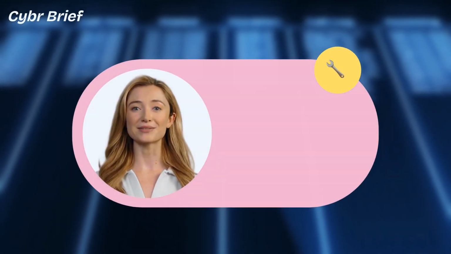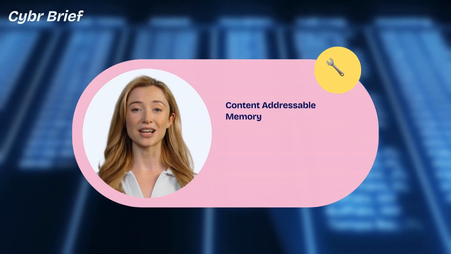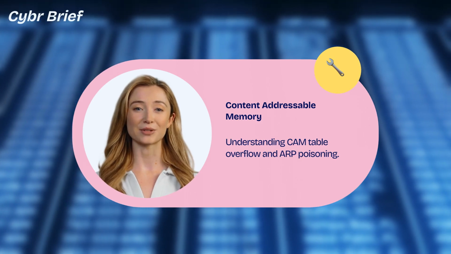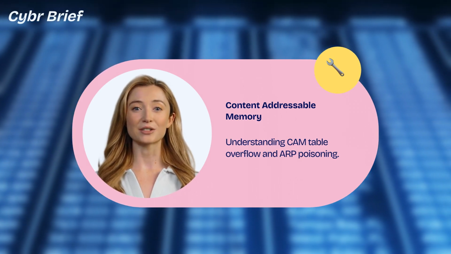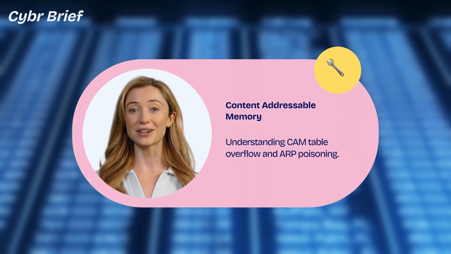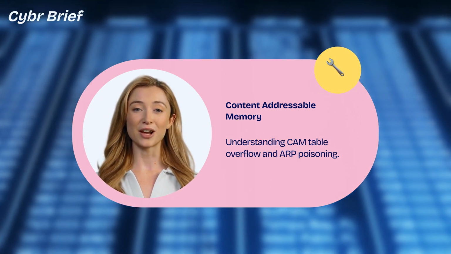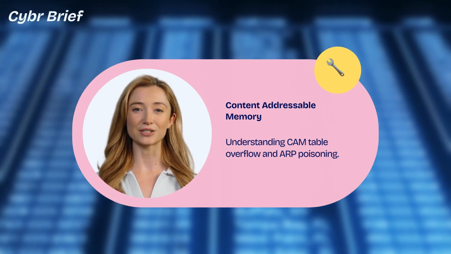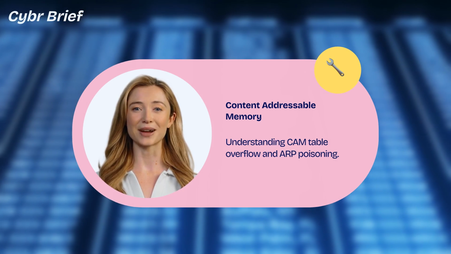But there's more. Content Addressable Memory, or CAM, table overflow happens when the CAM table, where the switch stores MAC addresses, gets overloaded, leading to broadcast behavior. Address Resolution Protocol, or ARP, cache poisoning can be combined with MAC flooding to redirect traffic by changing MAC to IP mappings.